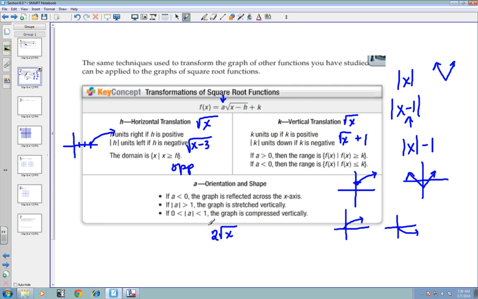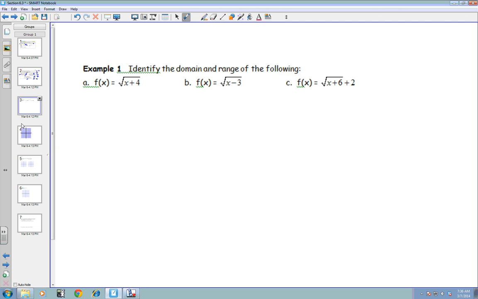If the absolute value of a is greater than 1, the graph is stretched vertically, and that's just like we've had before. And if the absolute value of a is between 0 and 1, so if it's a fraction less than 1, the graph is compressed. Okay, so we're just going to look at some examples of that. So this says identify the domain and range of the following.